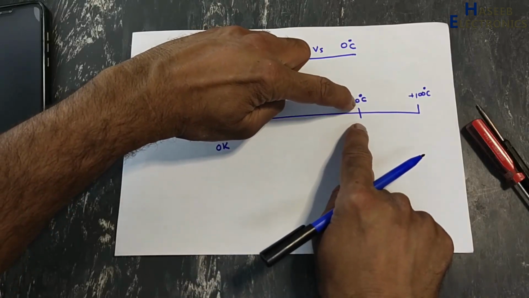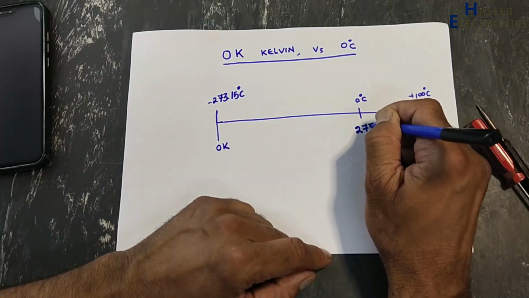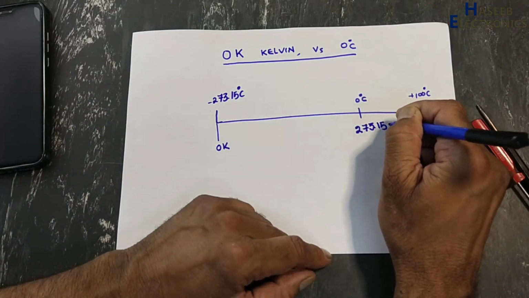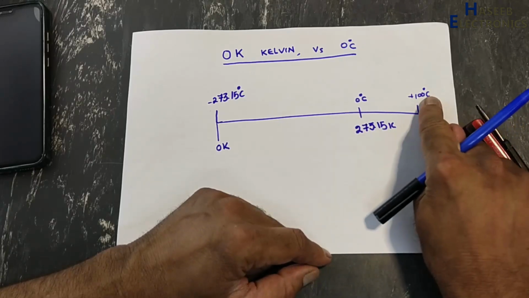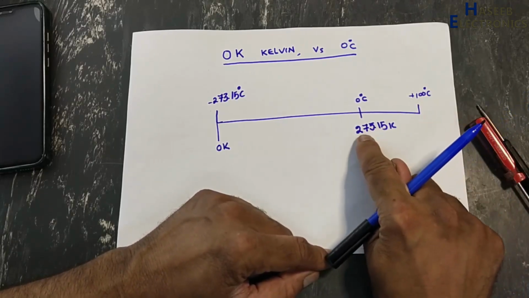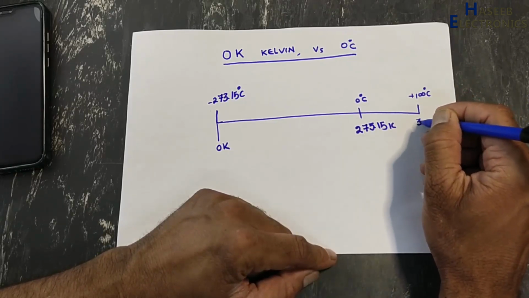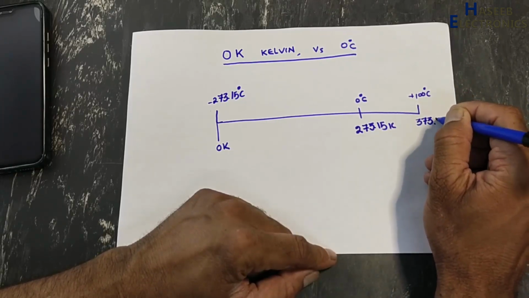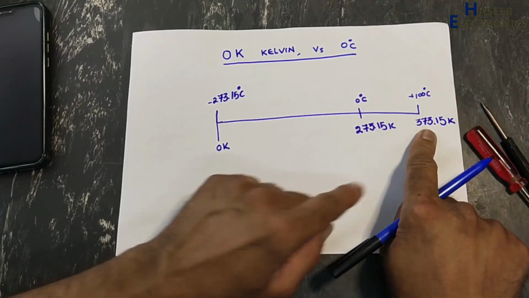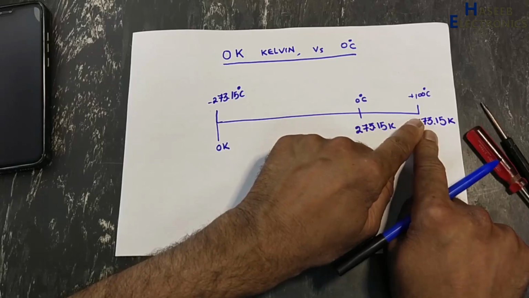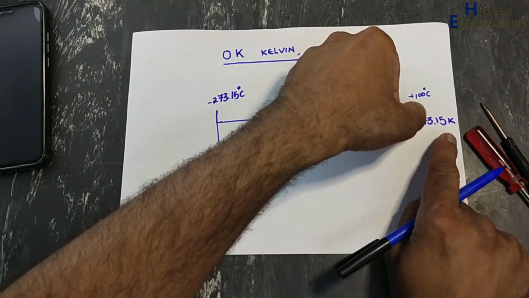That means if we reach 0 degrees centigrade, it will be 273.15 Kelvin. Now if we move to the positive side, at 100 degrees centigrade, 273.15 plus 100, it is 373.15 K. Kelvin is the boiling temperature of water. Here 100 degrees and here 373.15.